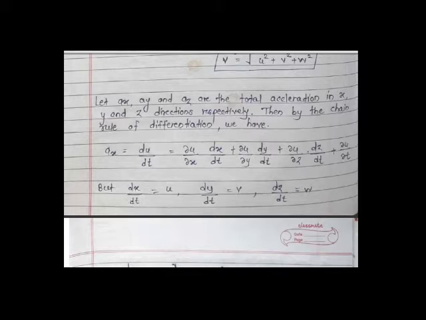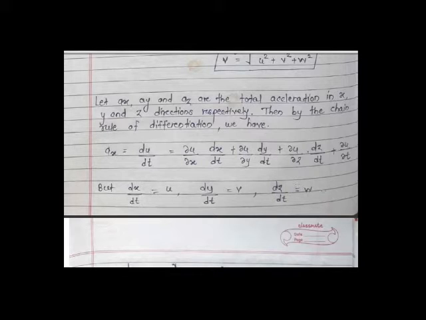But as we know, dx by dt, the rate of change of displacement with respect to time, is nothing but the velocity. Here dx indicates the displacement in the x direction, dy the displacement in the y direction, and dz the displacement in the z direction. So dx by dt is equal to u, dy by dt is equal to v, and dz by dt is equal to w.